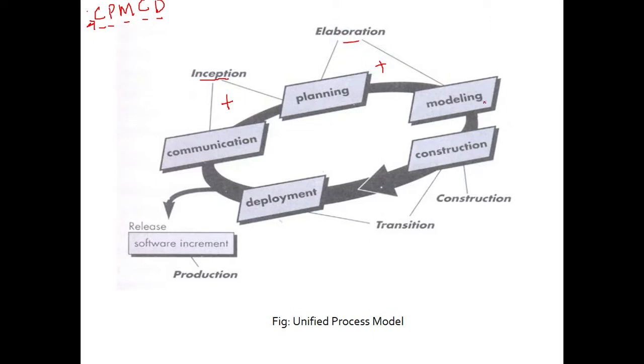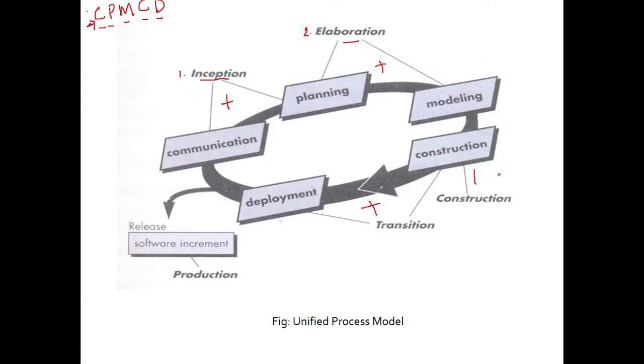Then there is nothing common with the construction phase. Construction alone is the construction phase, and when you add deployment to the construction phase you get the transition phase. So this is how you need to draw the diagram. Take all five phases of the waterfall model. Combine the first two phases to get the first phase, combine the second and third, and you're going to get the second phase.